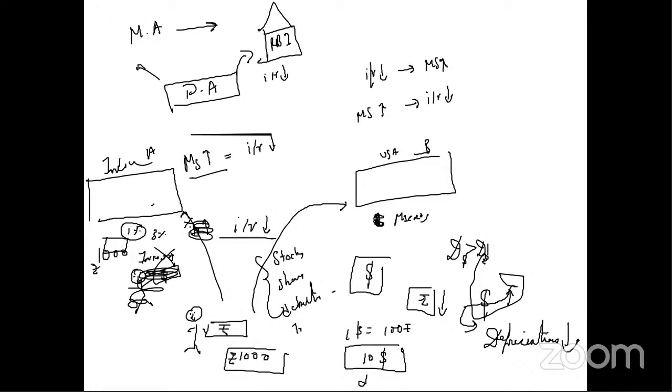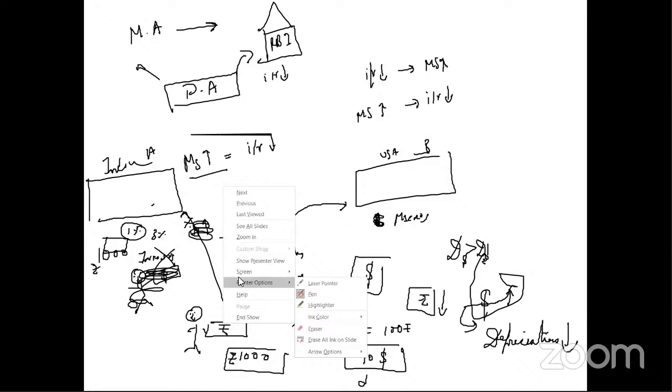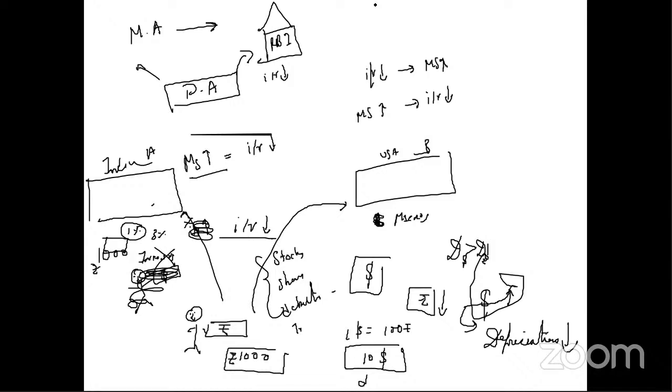Suppose your money supply decreases. In your country, the money supply has decreased. If money supply decreases, it can happen for whatever reasons, like demonetization, or they started banning currencies. Then the opposite will happen. If money supply decreases, the interest rate will increase. For all shares, bonds and debentures the interest rate will increase, and returns will increase.